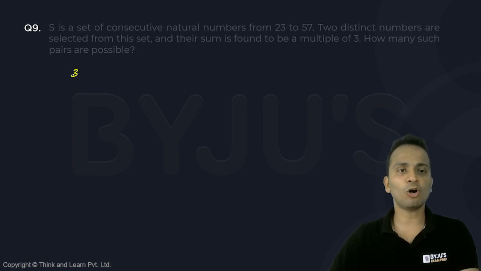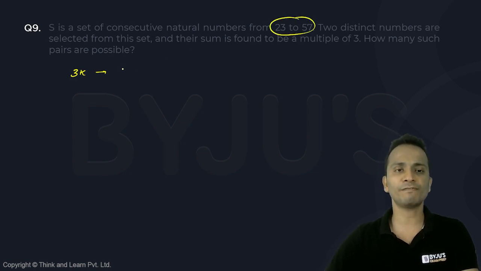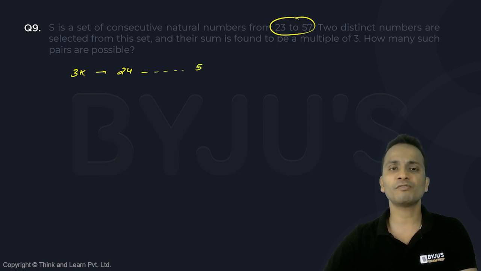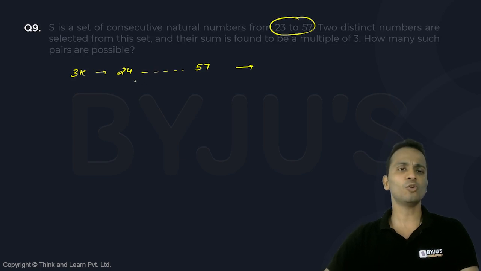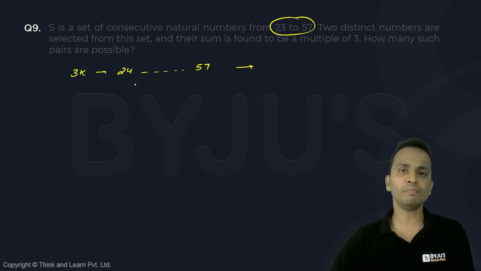So first of all, write all the numbers which are of the form 3k. That means multiples of 3. So in this range of numbers, the first number is 24 and the last number is 57, which are the multiples of 3. Okay, so counting all these numbers, you can use the formula for AP, right? Nth term of an AP is a plus n minus 1 into d, and you can calculate the value of n, right? Or you can do it logically.